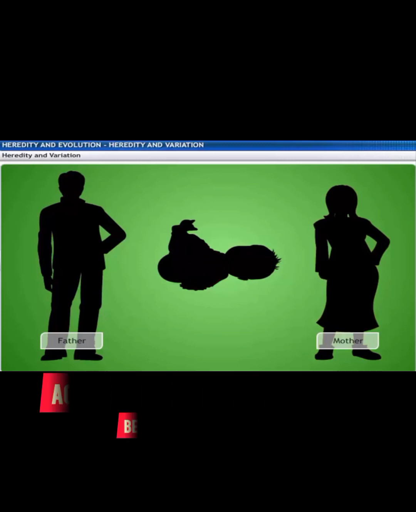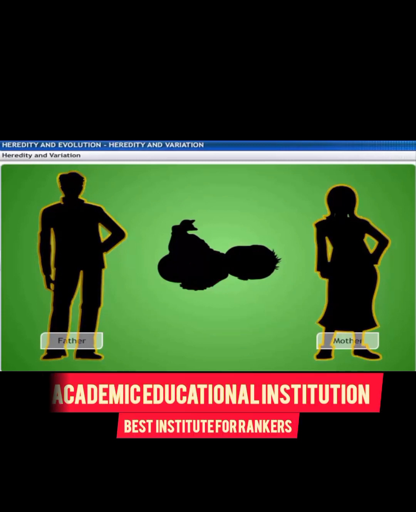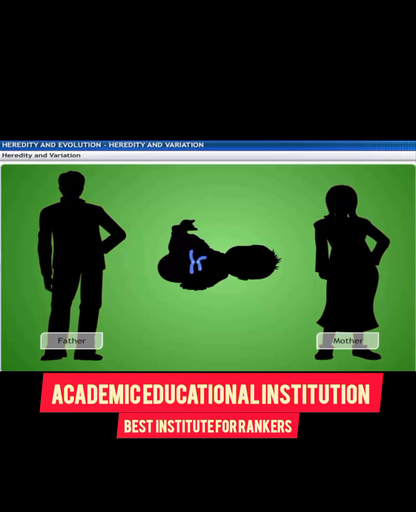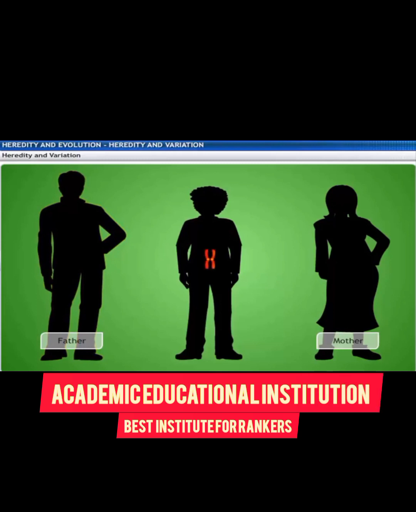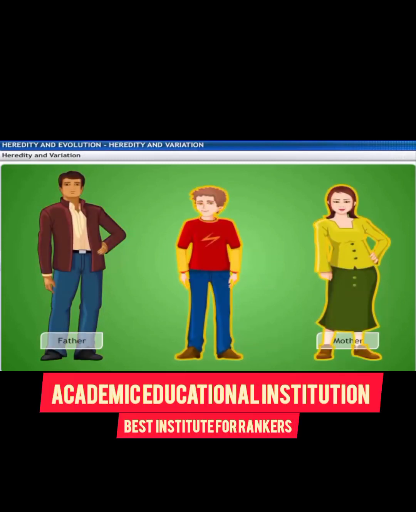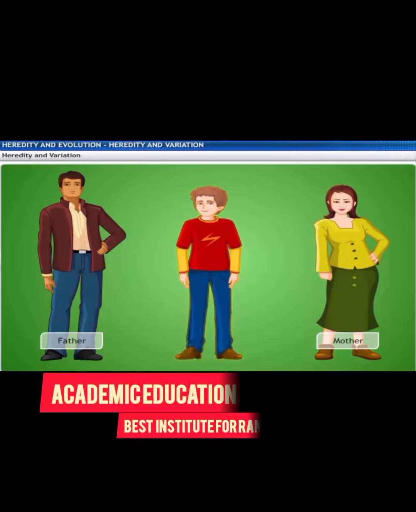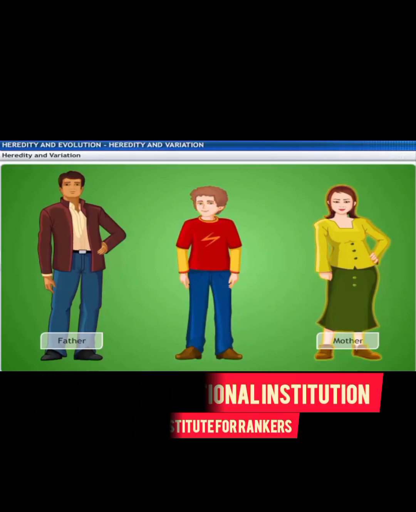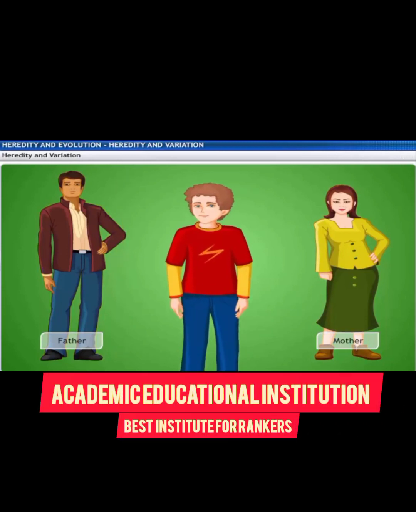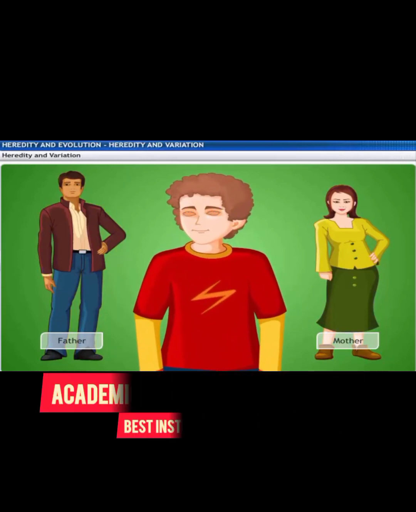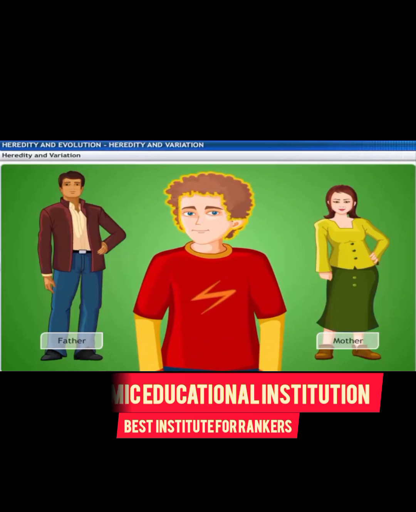The boy receives genes for the characters from both the parents. The boy has received the gene for height from his father and the gene for skin color from his mother. That's why the boy resembles his parents in skin color and height. But the boy differs from his parents in other ways, such as his curly hair and blue eyes, which neither of the parents have.